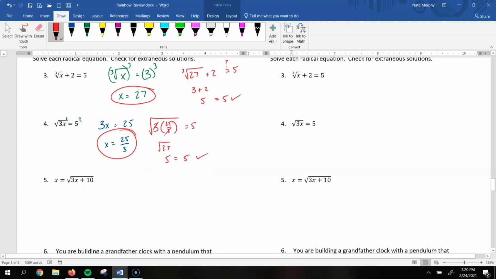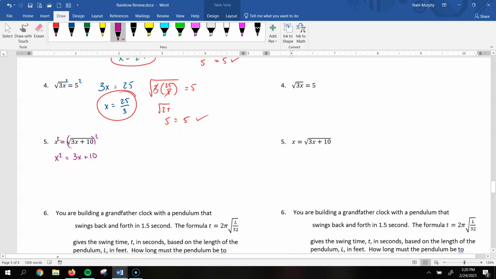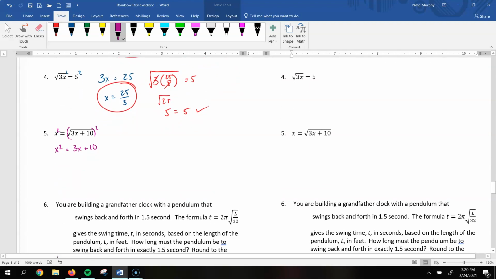All right, let's look at number 5. So for number 5, I'm going to square both sides again to undo the root. So now I would have x squared equals 3x plus 10. Oh, I have more than one variable, so I can't do the same thing that I did on the previous two. So what I'm going to do here is get everything on one side of the equation, equal to 0. Now I want to work with a positive x squared, so I'm going to subtract 3x, and I'm going to subtract 10 from both sides. So now I get it equal to 0.